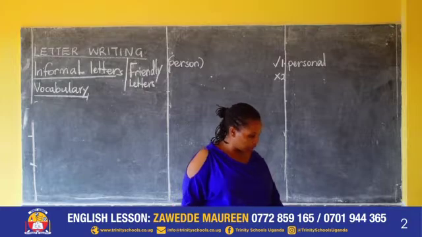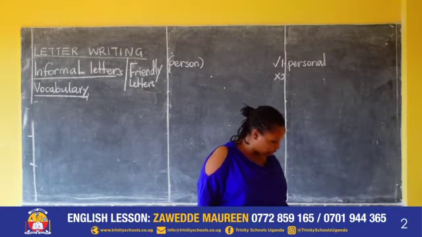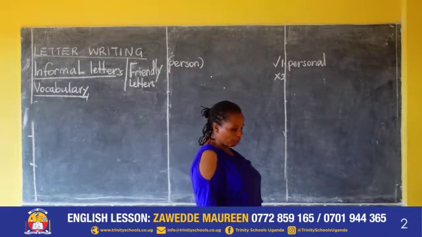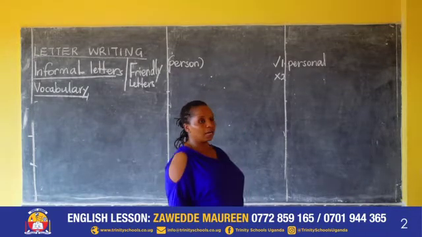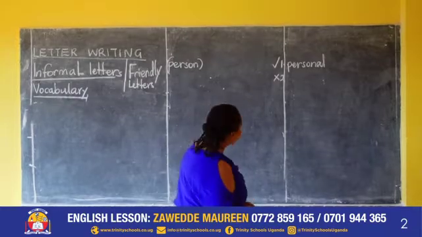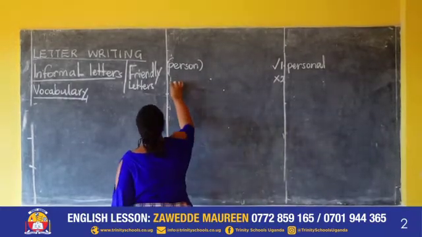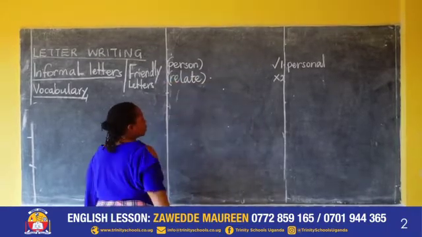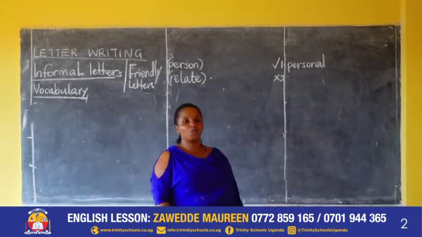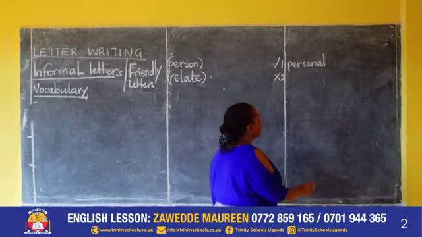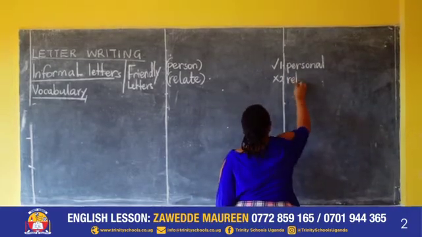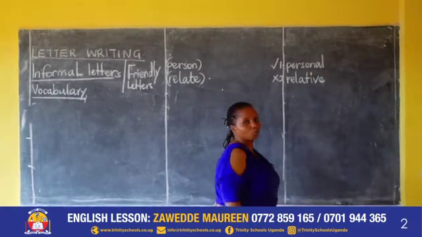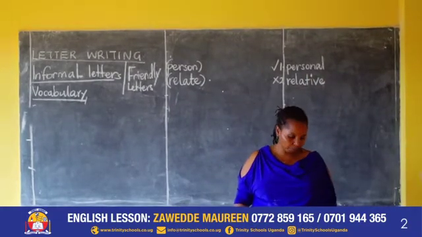I've learned how to write a personal letter. Then the second question was, Mutella is one of my dash. Word in brackets was relate. Mutella is one of my relatives. If you put relative alone, religiously put a cross.